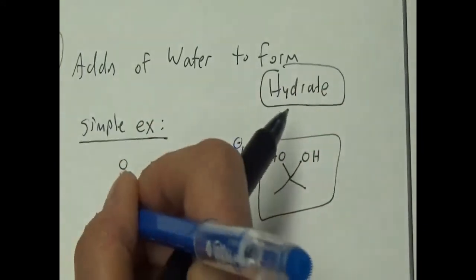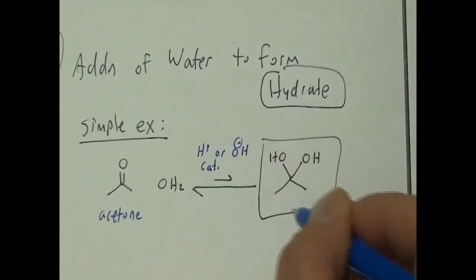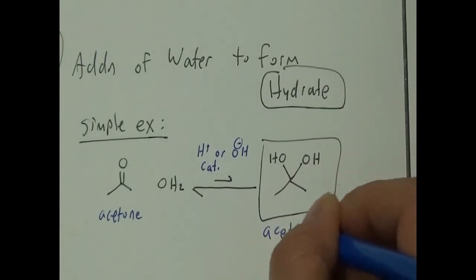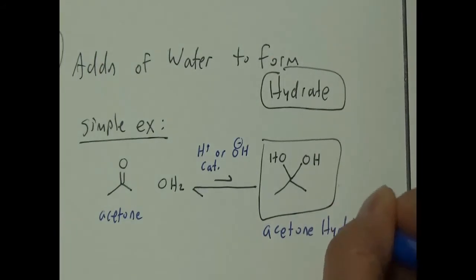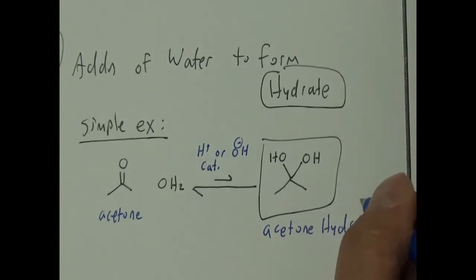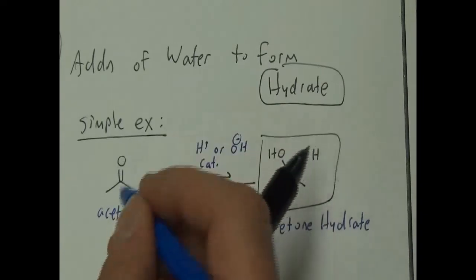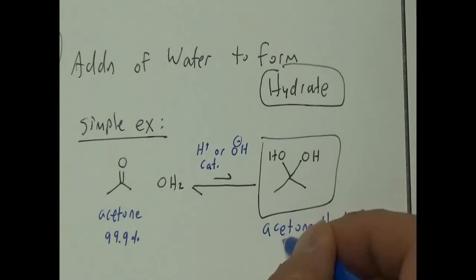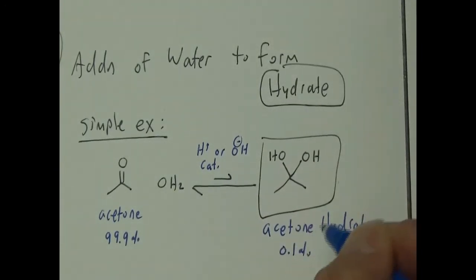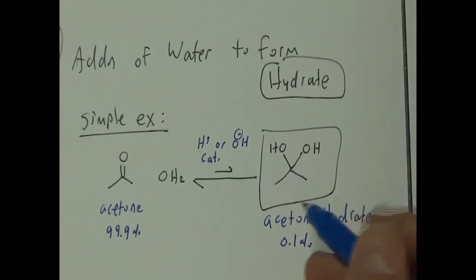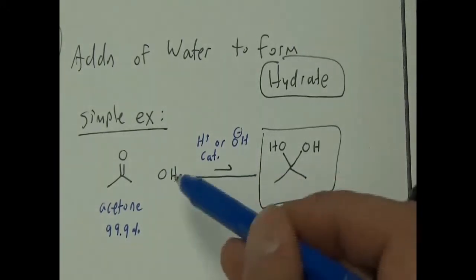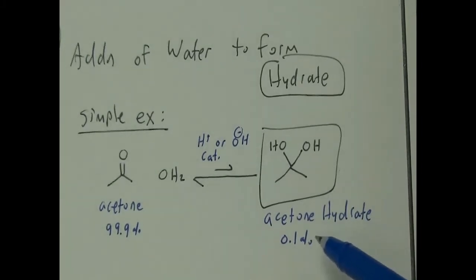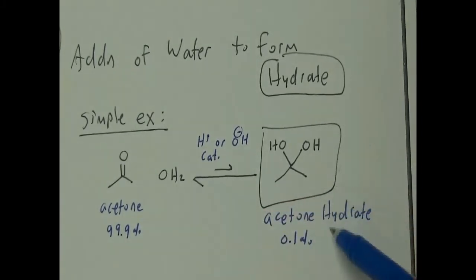And this is called, the product name, what do you think it's called? This is acetone. What do you think this is? It's called acetone hydrate. And the equilibrium is not very favored, so this is roughly 99.9%, so really it wants to be on the left, and this is about 0.1%. So why is this even interesting? Well, the mechanism is interesting, and also for other molecules, it's more favored. Acetone just happens to be kind of low favored.